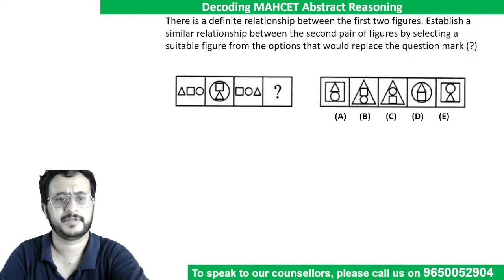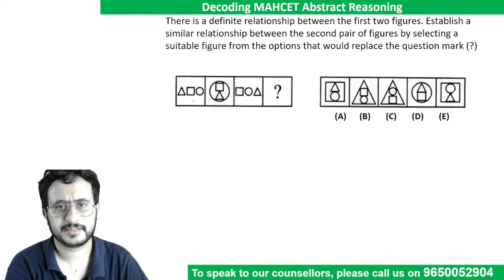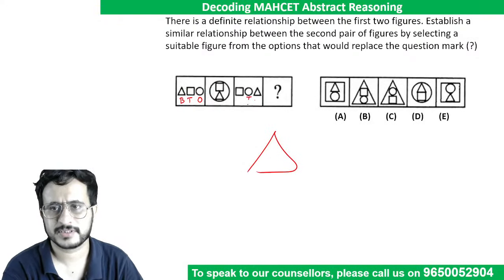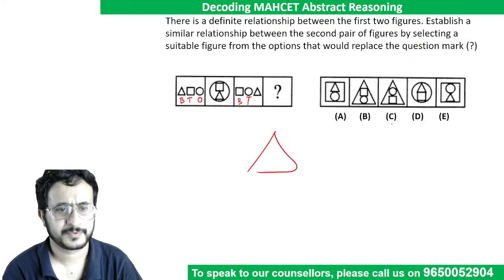So this is a simple one. You can see that the third image has become the external one. Second will come to the top, this will be bottom, and this will be outside. So this will be outside, you have a triangle. The circle will come on the top, and on the bottom you will have this, which is option C.